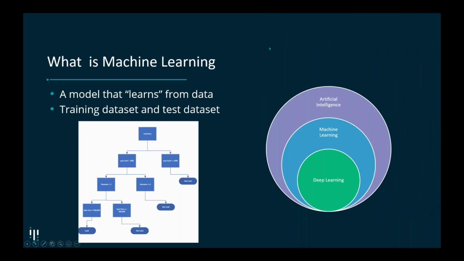Right, so what is machine learning? It's essentially a subset of artificial intelligence. AI is the ability for machines to kind of function as we do as humans, so to make decisions.